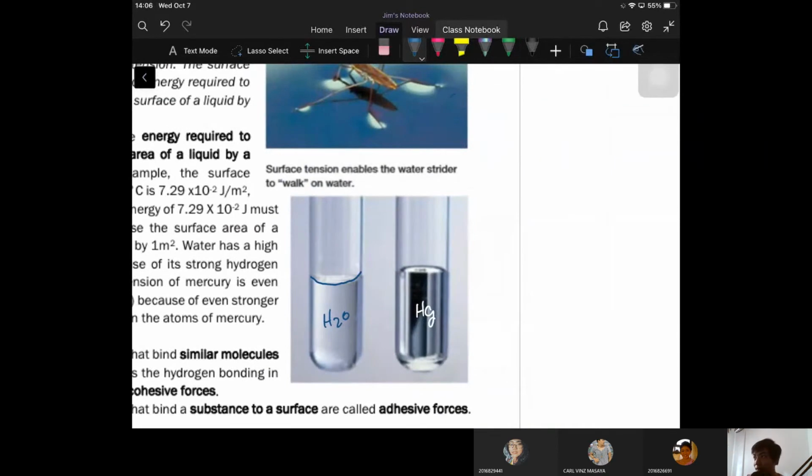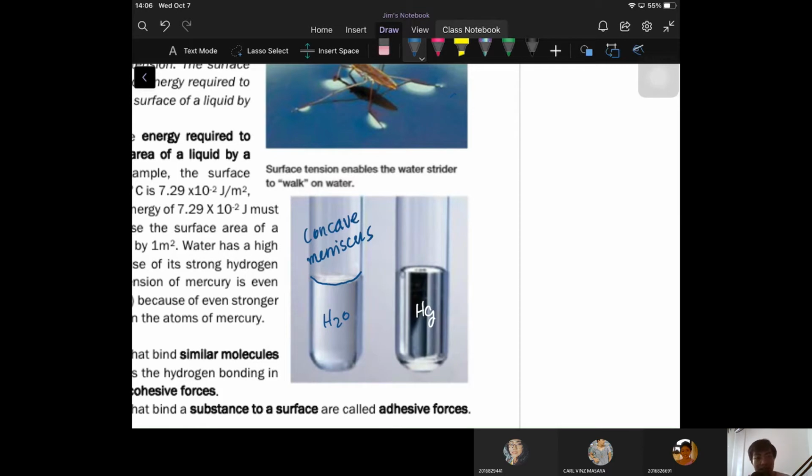So, hindi siya flat. Yung curve niya ay downwards, no? We call that the concave meniscus, no? So, nagka-curve yung water. Bakit? Gusto niya yung katabi niya. Polar ako, polar ka. Magsama tayo. So, magka-curve yung liquid, no? So, magka-curve siya in a concave fashion, no?